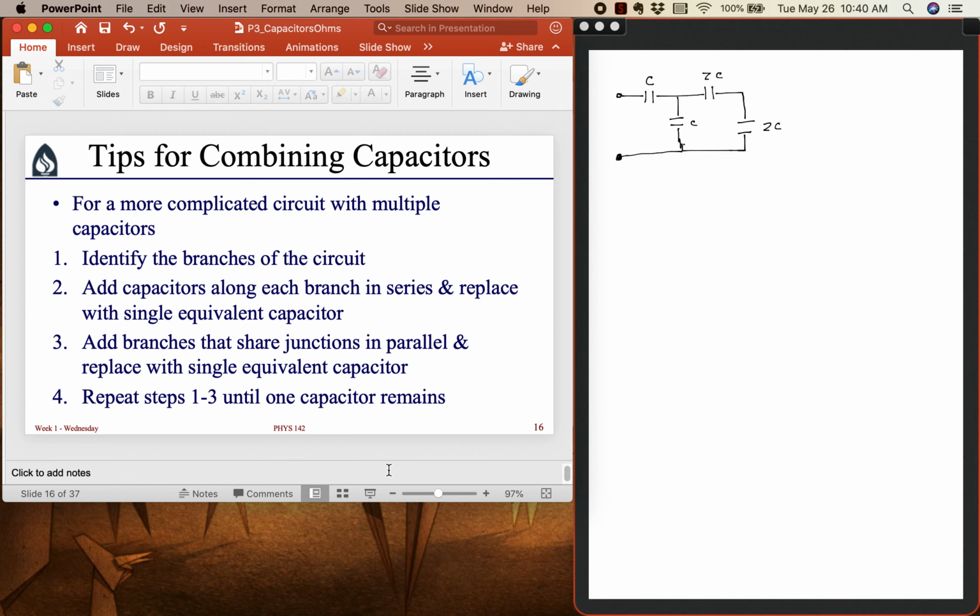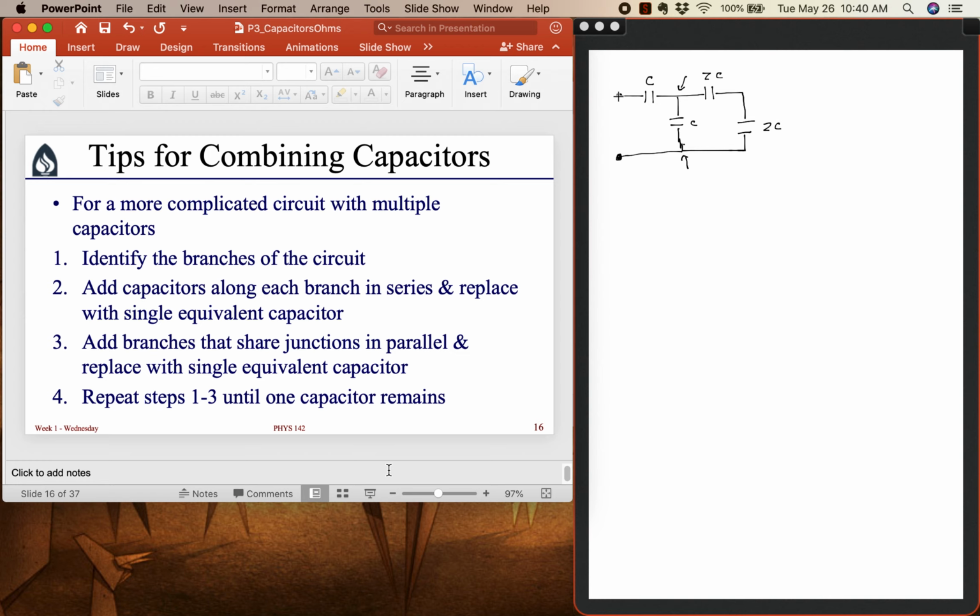So we want to find the places where electrons might have to make a choice, where multiple wires are coming together. And I see here that I have two junction points in my circuit, there and there. Those are the junctions in the circuit. So the branches then go from junction to junction. So that means I have multiple branches in the circuit.